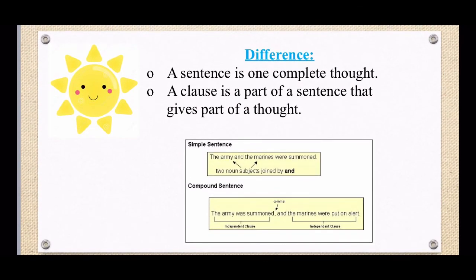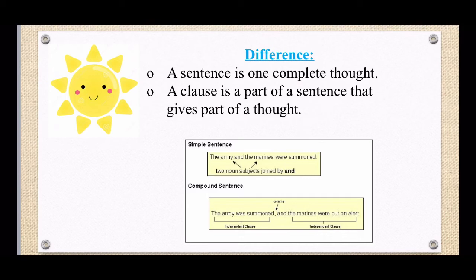So the difference between a sentence and a clause. So we know a sentence is one complete thought, right? It's one thought or statement that somebody is telling you, right? And a clause is a part of a sentence that gives part of a thought, right? So it's a part of a sentence, which we know is one complete thought, and it gives a part of that thought. So it's only a small part of the thought, right?